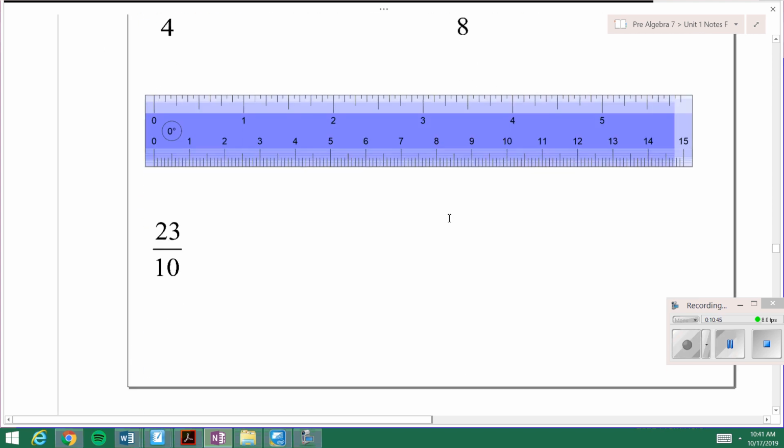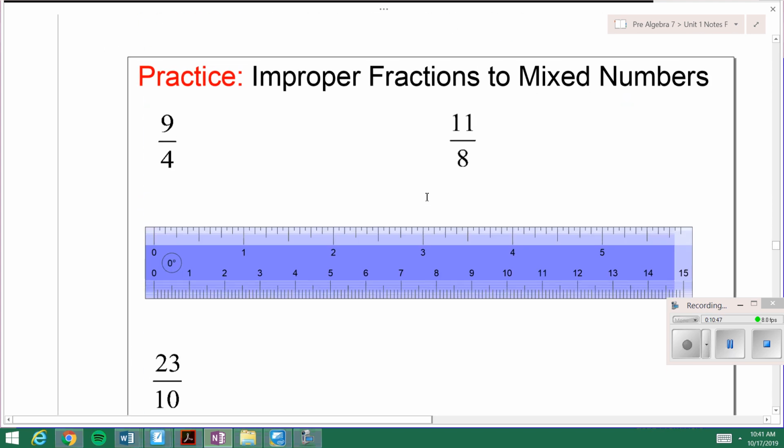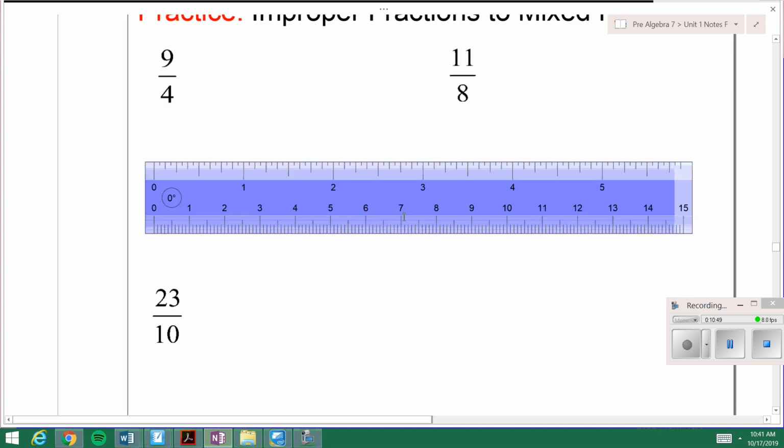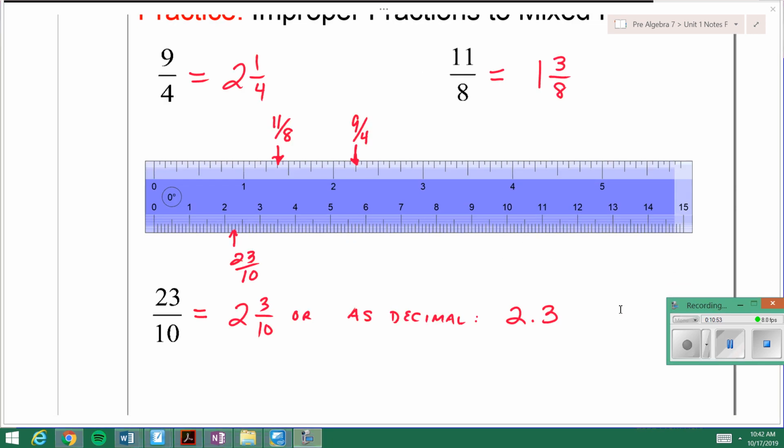So go ahead and convert these improper fractions to mixed numbers. Pause the video, and I'll do the same. Let's see if we get the same exact mixed numbers. All right, so I've gone ahead and filled out 9/4 converted to 2 and 1/4.